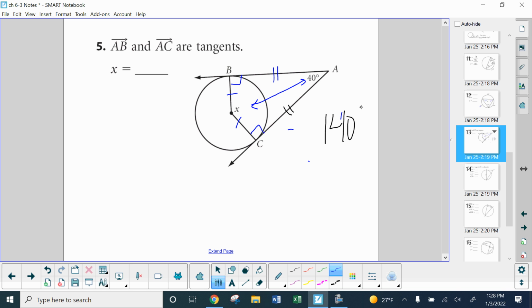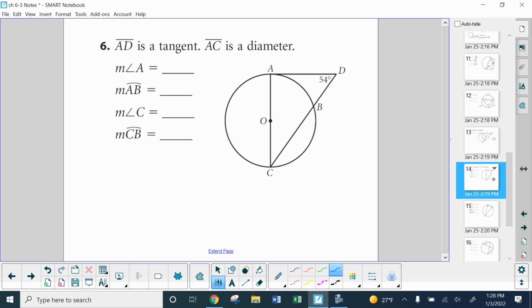All right, next one here. Again, we have AD is a tangent and AC is a diameter. We just talked about a radius and a tangent. When they intersect, they form a right angle. So now I can use that to solve for C. I have 90, I have 54, so that makes this angle 36, if I look at my triangle.